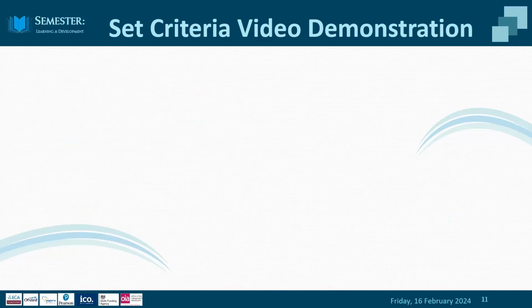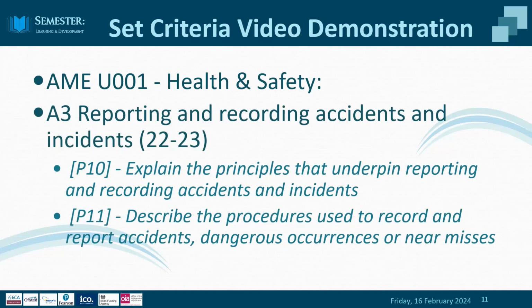The assessment I'm using as an example is AME U001, Health and Safety. Assignment 3, Reporting and Recording Accidents and Incidents. The relevant fulfilled criteria is P10, explain the principles that underpin reporting and recording accidents and incidents, and P11, describe the procedures used to record and report accidents, dangerous occurrences, or near misses.